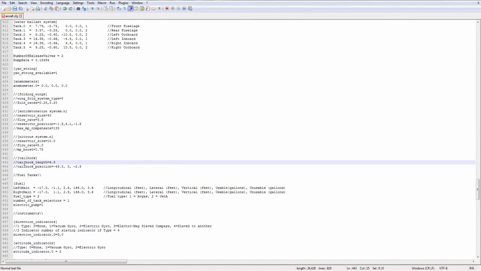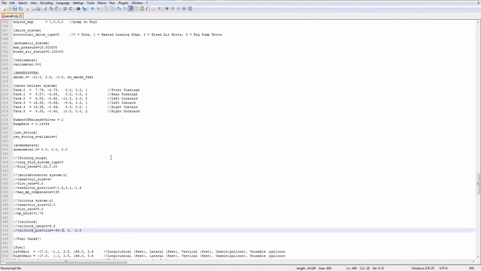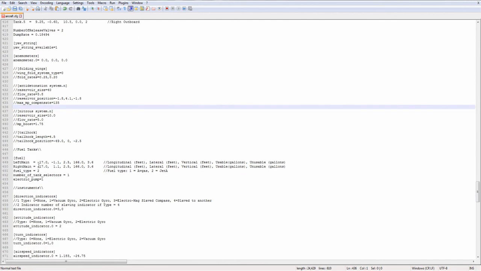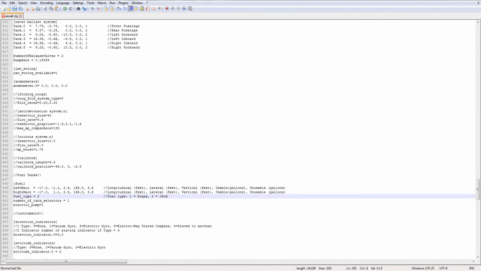Tailhook, pretty straightforward. Tailhook length, which is how long the tailhook is, and tailhook position. This defines the pivot point of the tailhook, not the point that catches the wire, but where the pivot point is. All the systems on the aircraft. Next, we're going to talk about fuel, then we're going to get into instruments, and then we're actually almost done.